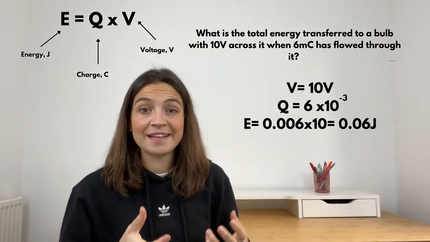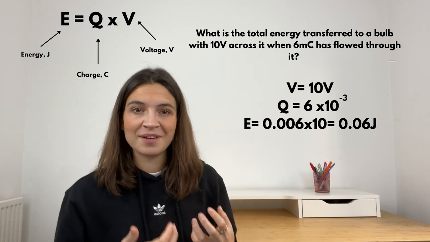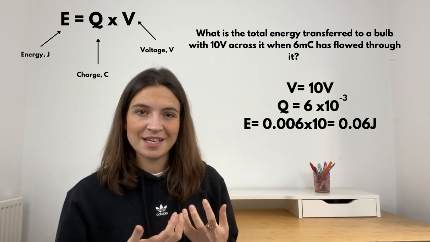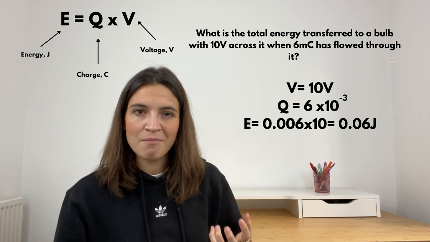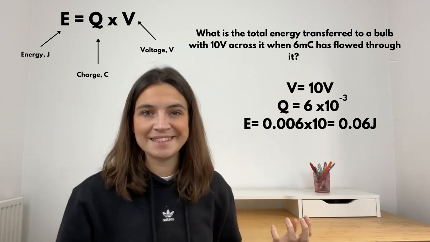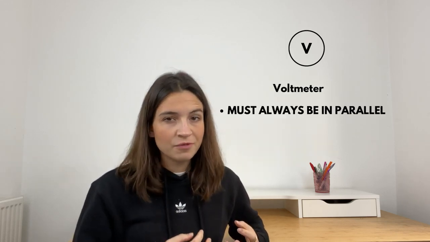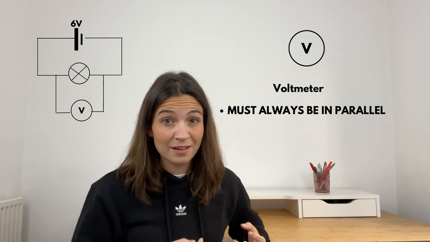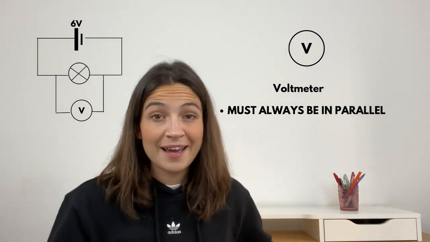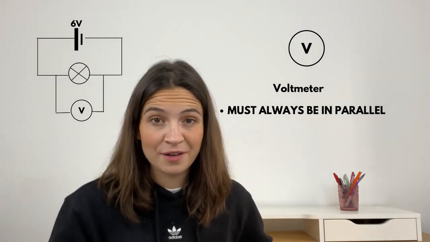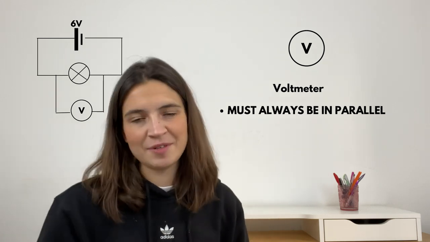So I have E is Q times V. So E is equal to 6 times 10 to the minus 3 multiplied by 10, which is 0.06 joules. So that's calculating voltage. In order to measure it, we need a voltmeter. Things to be aware of are you need your voltmeter to be in parallel around your components. That way it can measure how much energy per coulomb has been given to that particular component.